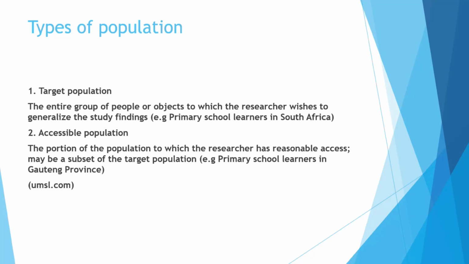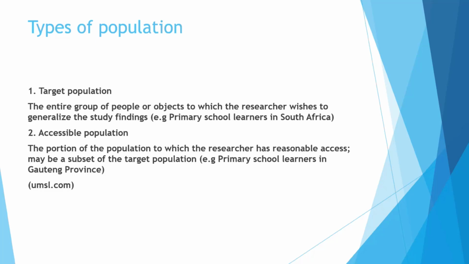All right. I think I've just spoken in general about the 2 types of population, but let's look at what the authors say about them. The target population is the entire group of people or objects to which the researcher wishes to generalize the study findings. I was just giving an example there. The accessible population is the portion of the population to which the researcher has reasonable access. The key word there is that you as a researcher have reasonable access. You can access that type of population, the accessible population. In other words, you won't struggle to have access to or to reach that type of population. It may be a subset of a target population.